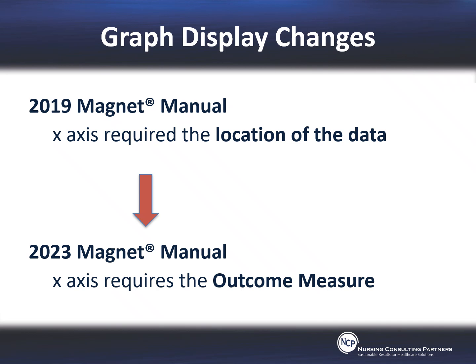So the graph displays that are different are around the x-axis. The x-axis is at the bottom in the 2019 manual. In the description of the x-axis, you put the location of the data. In the 2023 manual, the x-axis requires the outcome measure. Again, take a look at the manual and be very cautious when you're looking at documents that were submitted before the 2023 requirements.